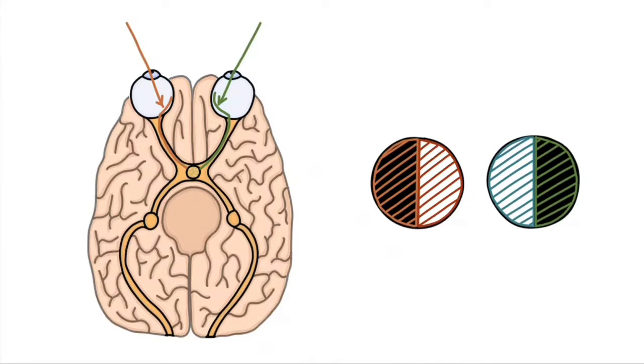The signal that can get through is the inner half of the vision that's sensed by the outer half of the retina and travels along the outside of the optic chiasm. And this is what causes the bitemporal hemianopia.